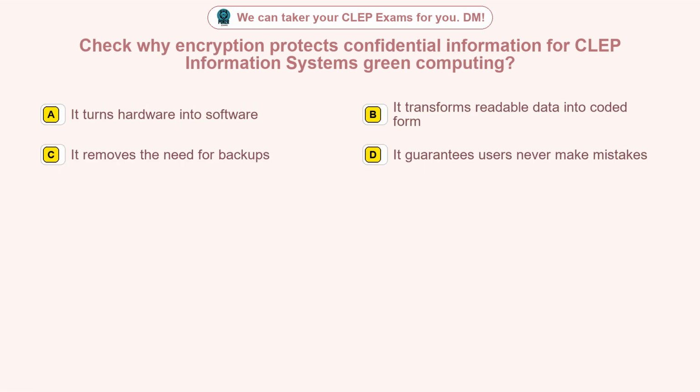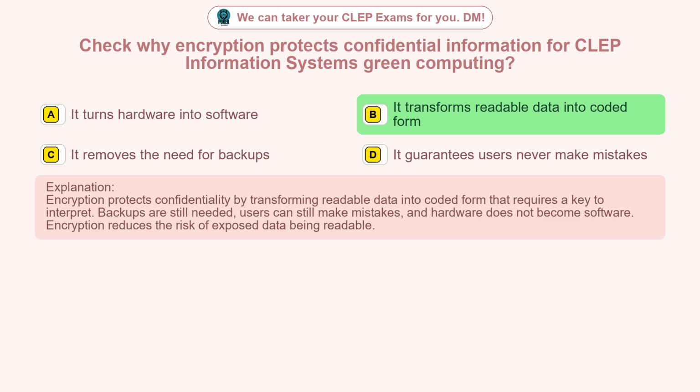Question 47. Check why encryption protects confidential information for CLEP Information Systems Green Computing. Option A. It turns hardware into software. Option B. It transforms readable data into coded form. Option C. It removes the need for backups. Option D. It guarantees users never make mistakes. The correct answer is option B. It transforms readable data into coded form.